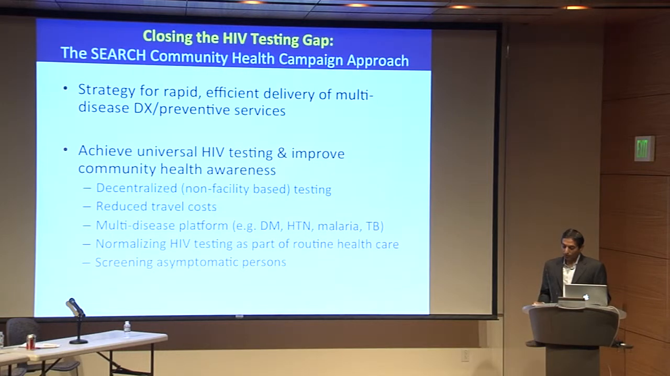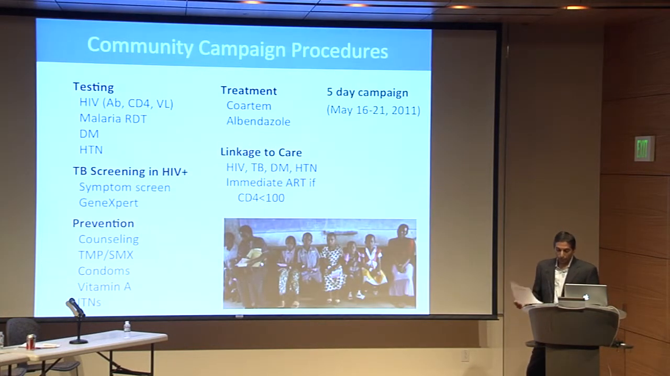And then related to all this, to screen asymptomatic persons as part of normal health. That's how we're going to find people at earlier stage disease. So here's an overview of the various services that we offered at the first community health campaign in May 2011. And this was a 5-day campaign that offered testing for HIV, malaria, TB, diabetes, and hypertension.